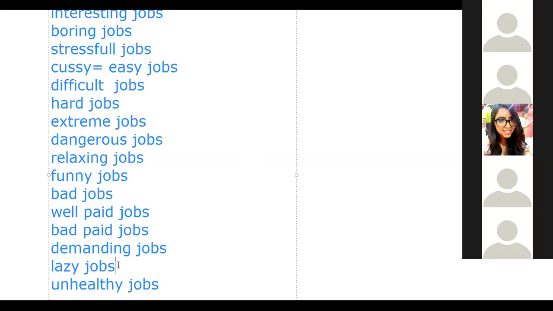Cashier? Yes, cashiers need to work a lot, right? It's stressful. They have a lot of stress. This is not a lazy job. Security of the mall. A mall security, maybe, right? They're just on a bicycle, moving from one place to another. Could be, it depends. That could be an example of a lazy job.